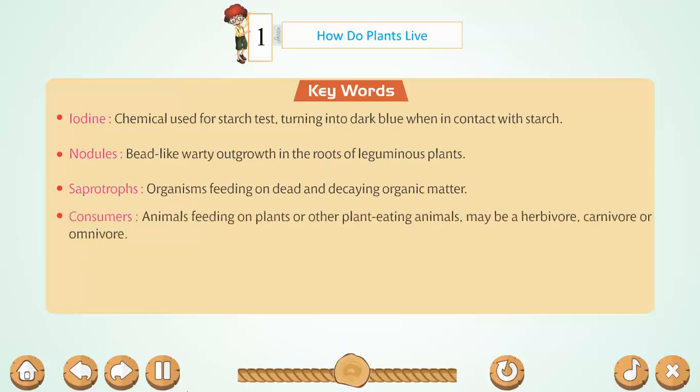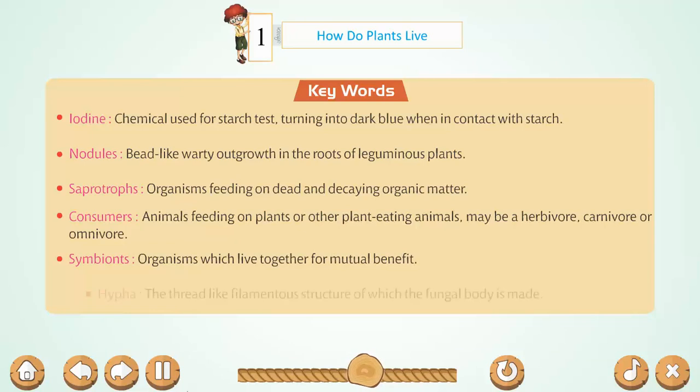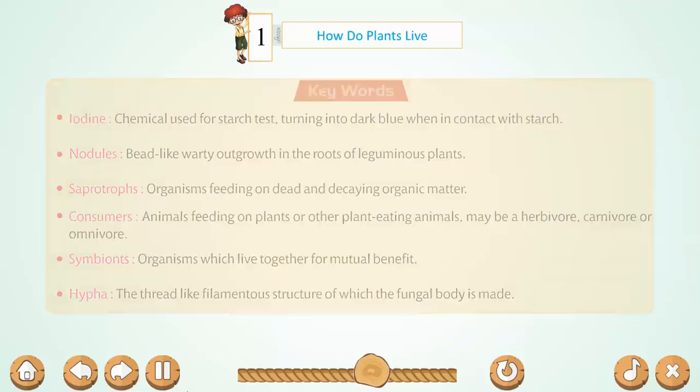Consumers: animals feeding on plants or other plant-eating animals. May be a herbivore, carnivore, or omnivore. Symbionts: organisms which live together for mutual benefit. Hypha: the thread-like filamentous structure of which the fungal body is made.